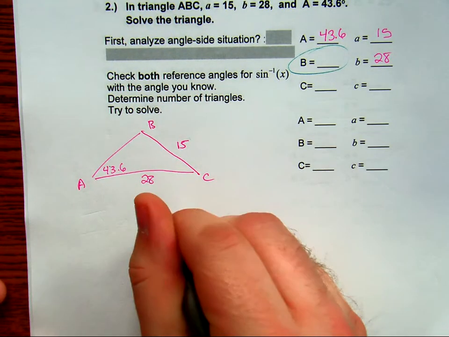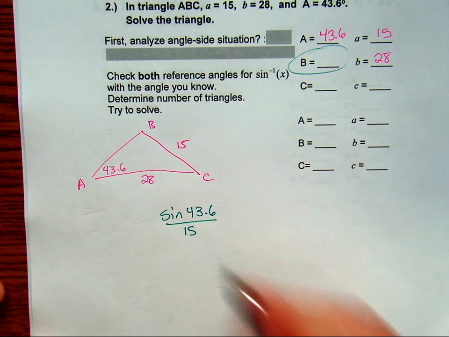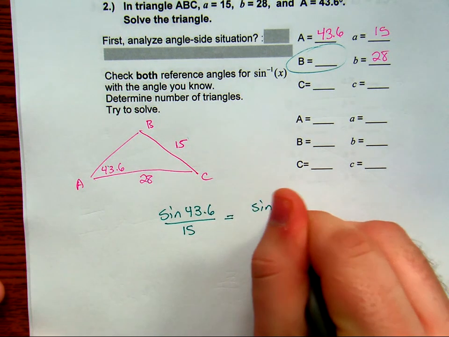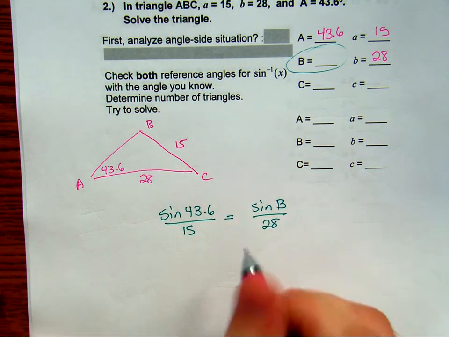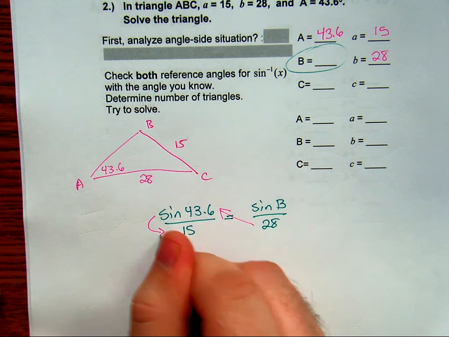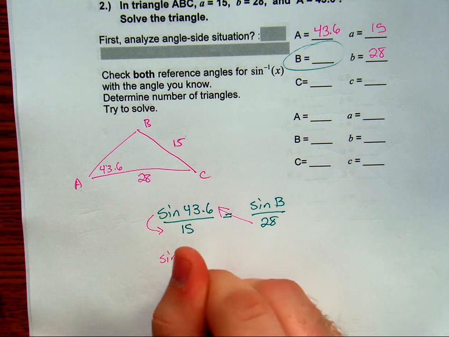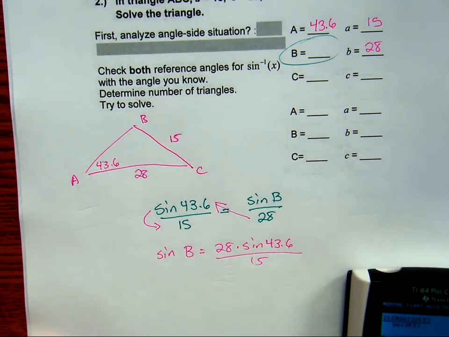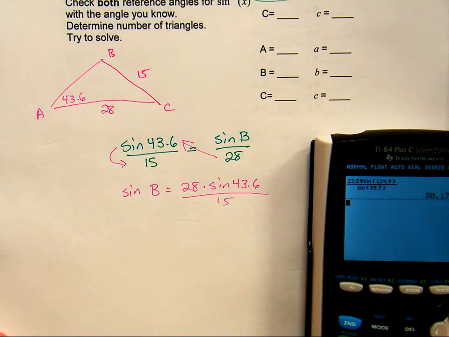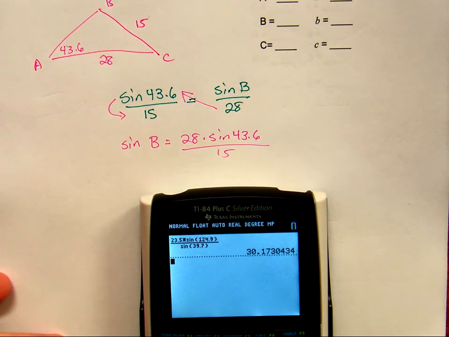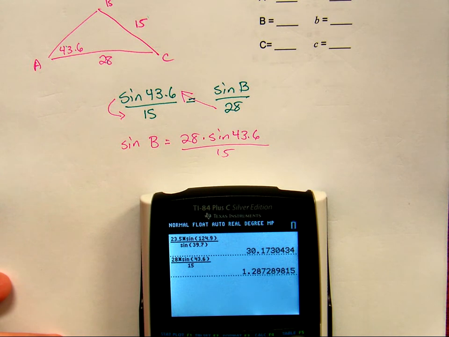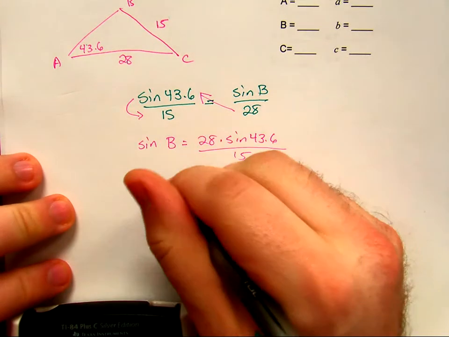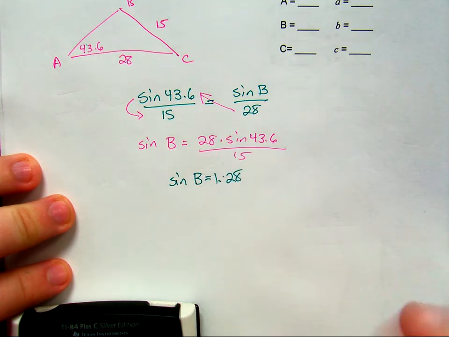So sine of 43.6 and its corresponding side, 15, equals the sine of B over 28. Multiply your side lengths you know, and then divide by the third. And this is going to require an inverse. 28, times sine of 43.6, all over 15. Get 1.28. And then we'll inverse that, we'll arc sine it.